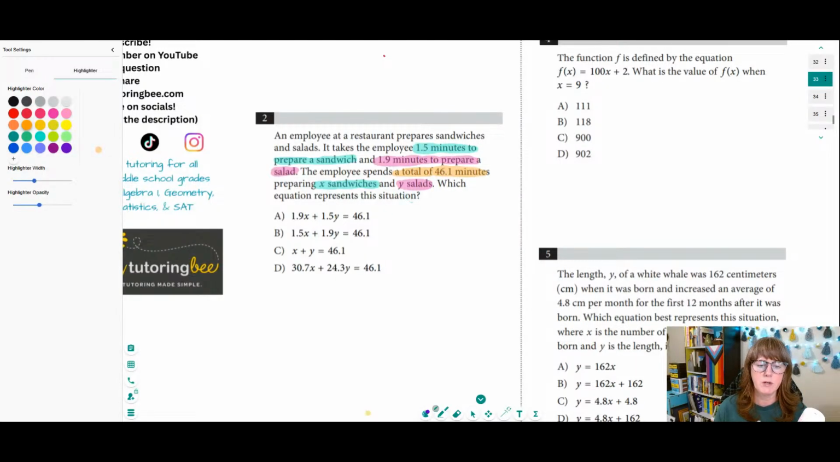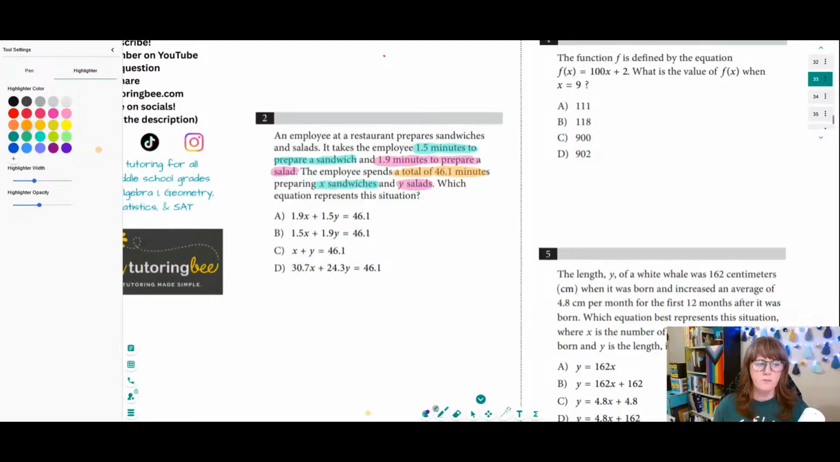Remember that these variables just stand for numbers that we don't know. We don't know how many sandwiches they prepared or how many salads they prepared, but we know that they prepared some number of sandwiches, and for each of those sandwiches, it would take them 1.5 minutes. So that tells us multiplication, right? Because for 1 sandwich, it's gonna take them 1.5 minutes. For 2 sandwiches, we would multiply 1.5 times 2 to get the total amount of time to make those sandwiches. And then the same thing for Y.